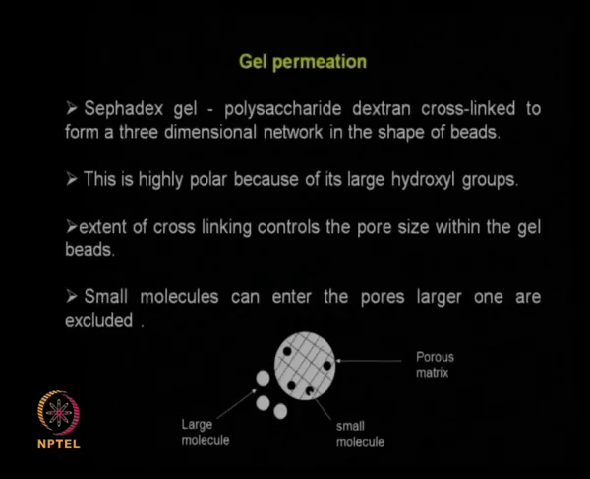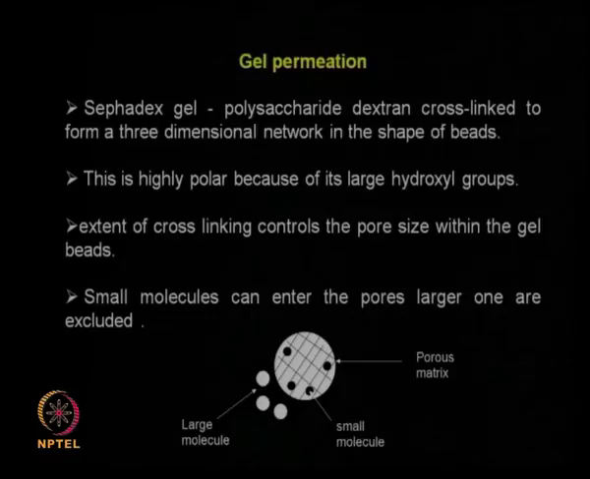So generally we use a Sephadex gel type of column. It has a polysaccharide dextran cross-linked to form a 3-dimensional network in the shape of beads. So they are always in the shape of a bead, and it has a 3-dimensional network and a lot of pores. It is highly polar because you have several hydroxyl groups present inside. The higher the cross-linking, the smaller the pore size; the lower the cross-linking, the larger the pore size. So we can control the pore size by modifying the cross-linking, and then I can use it for different types of filtrations.